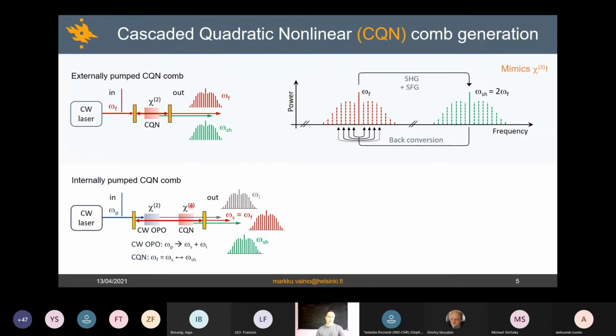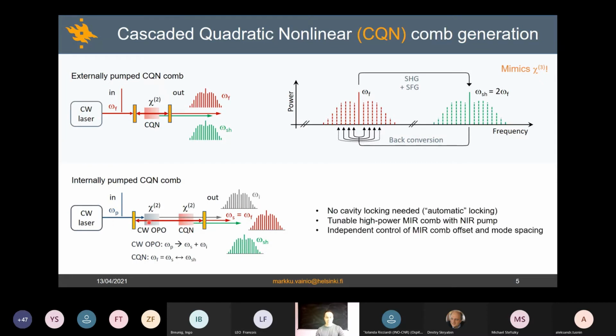And this might look a little bit complicated, but in fact, it's a simpler implementation than the first one, because in the first one, as we saw, we have to lock the pump laser frequency to the cavity resonance. But in this internally pumped system, we don't need such locking because the resonant wave is really produced inside of the cavity. So this automatically adjusts to any changes in the cavity length.